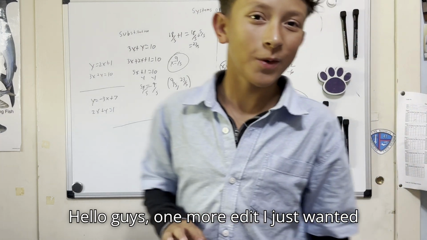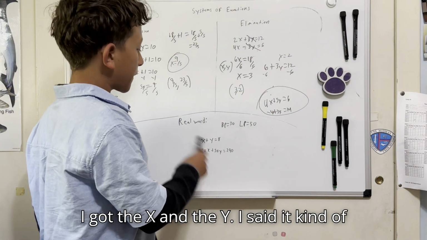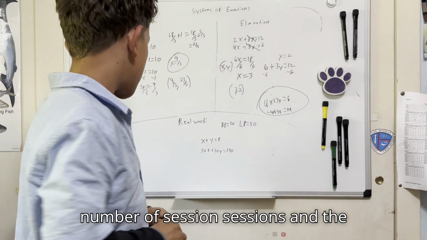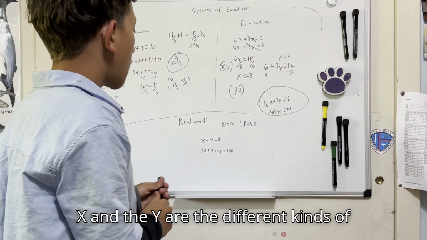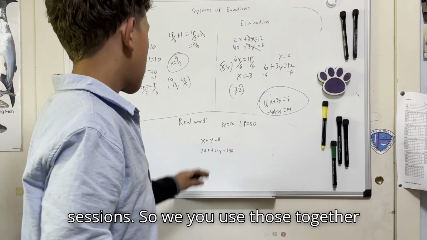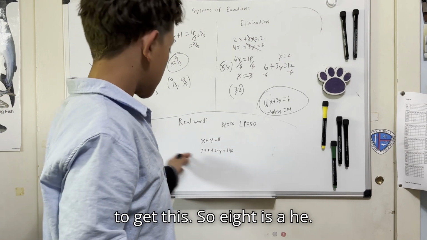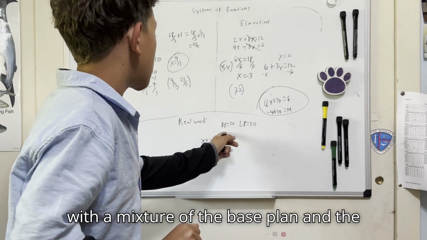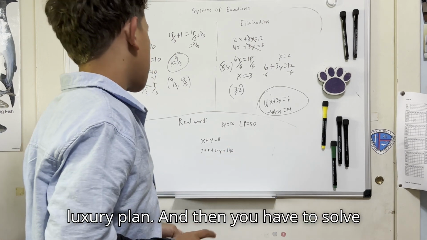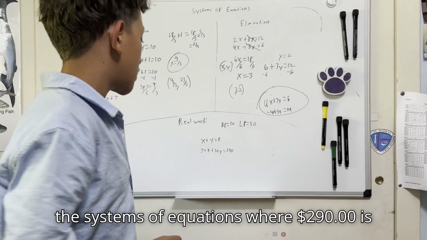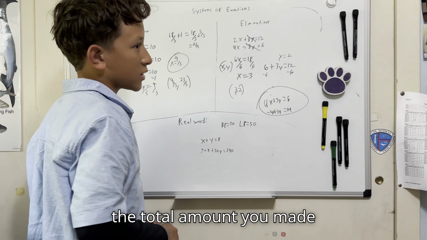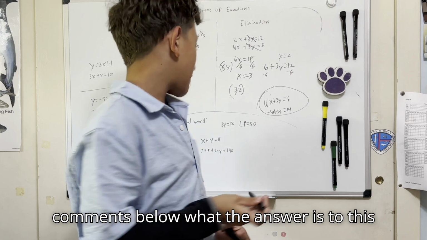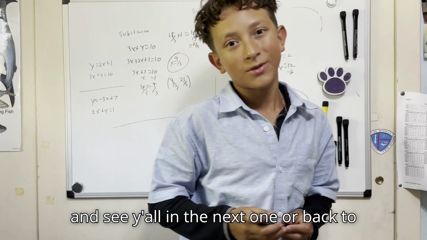Hello guys, one more edit I just wanted to make. Right here in the real world problem, I got the x and the y, and I said it kind of badly. The 8 is the total number of sessions, and the x and the y are the different kinds of sessions. So you use those together to get this. So Kenny teaches a total of 8 sessions with a mixture of the base plan and the luxury plan. And then you have to solve the system of equations, where $290 is the total amount you made over 8 sessions. Let me know in the comments below what the answer is to this, and see y'all in the next one. Back to the video.